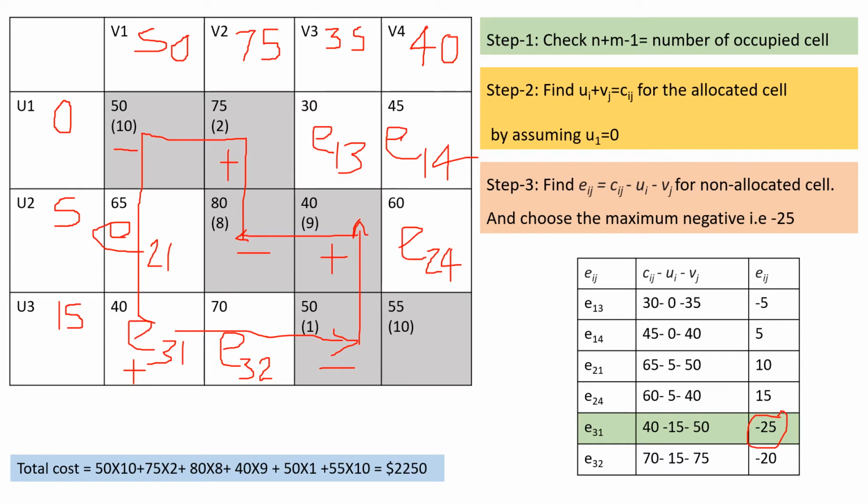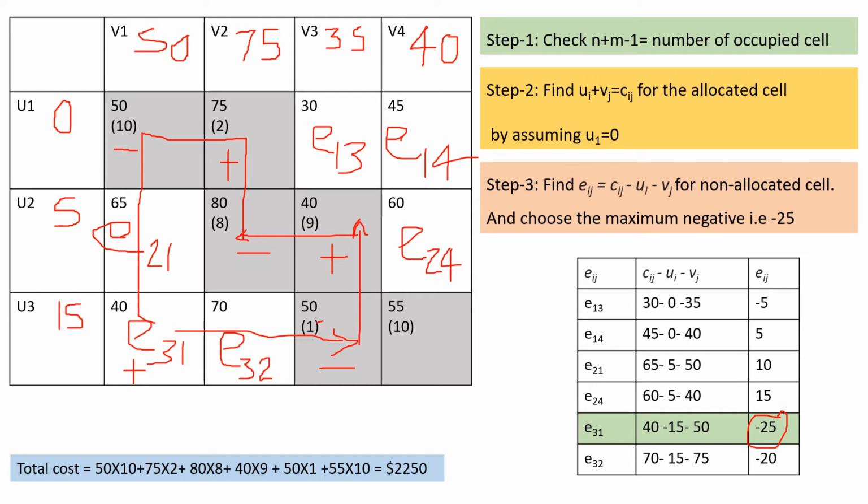And from the negative signs, we have to choose the minimum one. There are 3 negative signs. From these, here we get 10, here is 8, and here is 1. So we have to choose the minimum one, that is 1, and we add it on the addition sign, and we subtract it on the minus sign. Now here there is a minus sign, so we have to subtract 1.